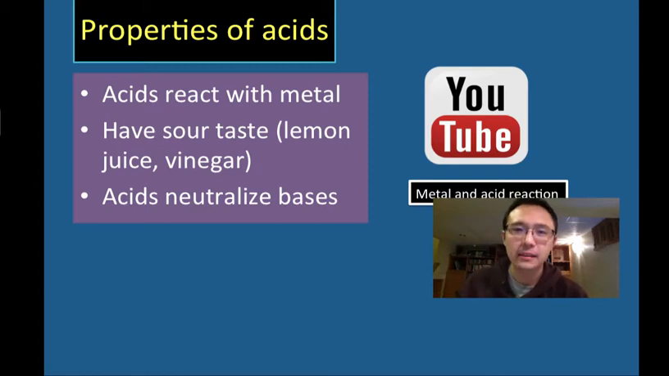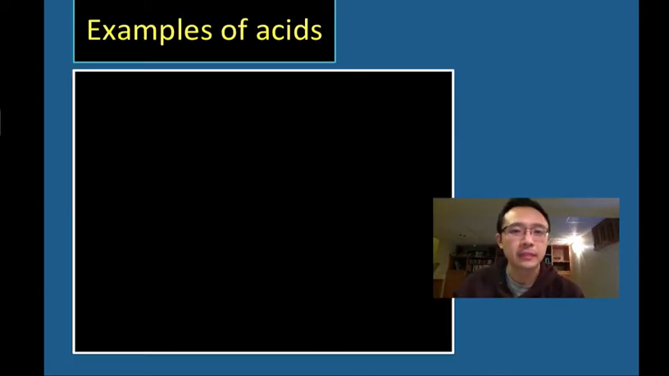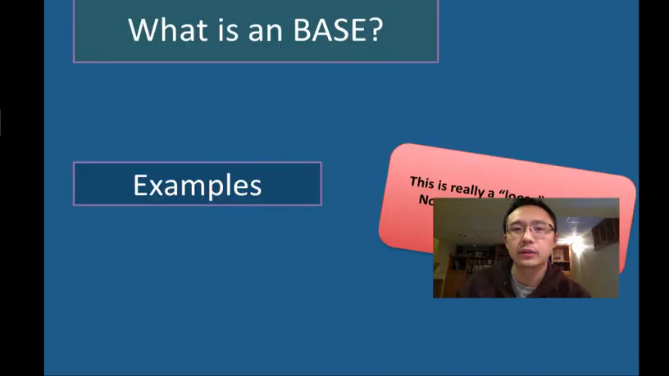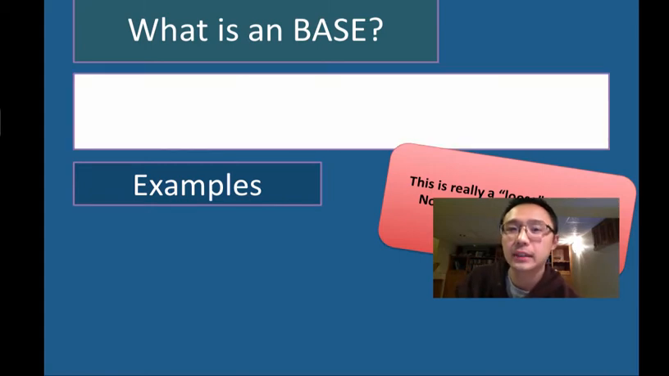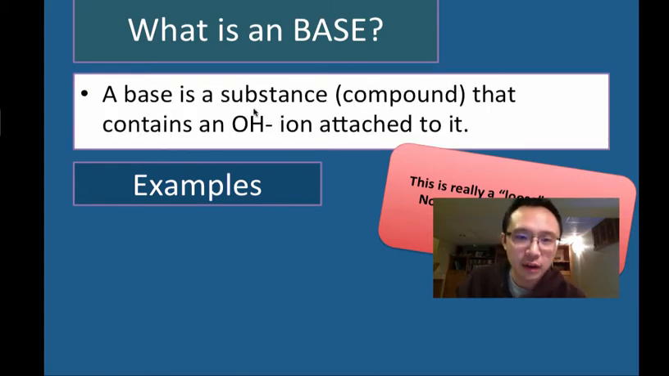Well, what about bases then? How do we define a base? Bases, on the other hand, don't have your hydrogen by itself. Instead of having a positive hydrogen ion, it actually has a negative hydroxide ion, as you can see, the OH. So where can you find this hydroxide ion? You probably have seen it on your polyatomic ion table, because if you look for OH, that's your hydroxide ion. Because this is negative, everything it combines to has to be positive.